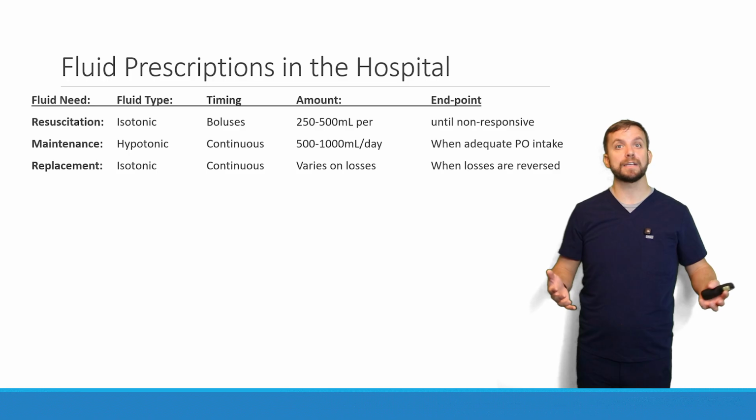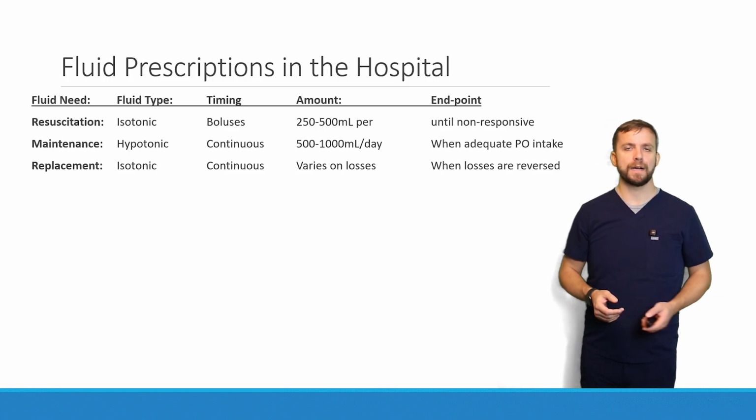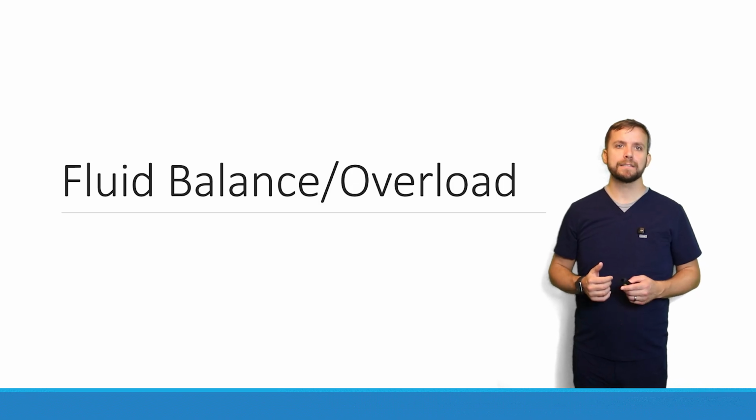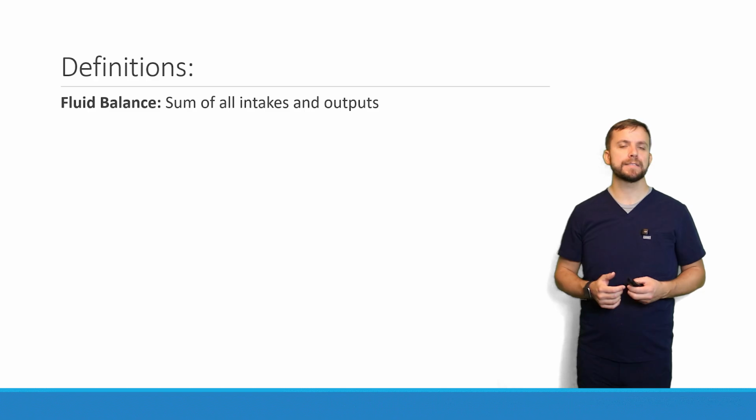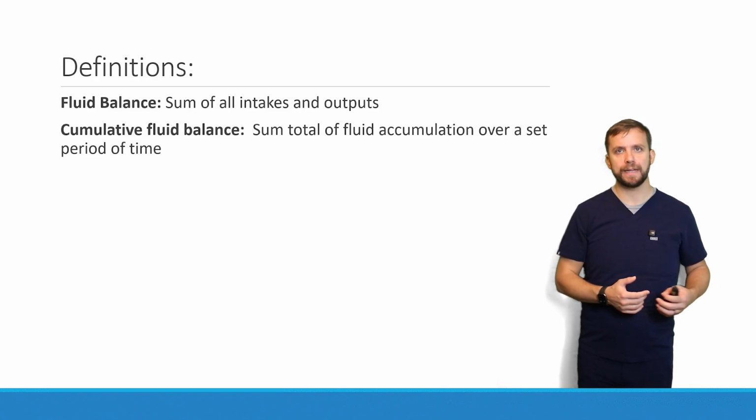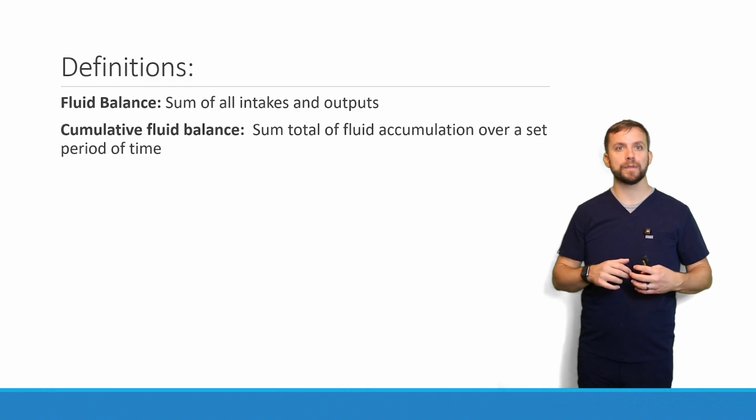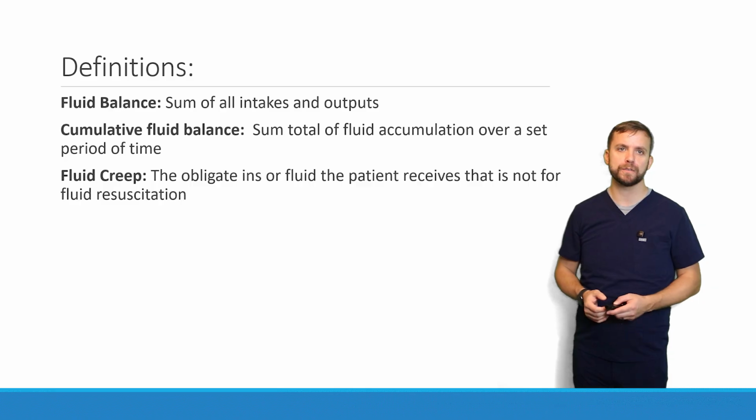And so whenever those losses are reversed, whenever the disease process is fixed, then you would want to stop those. Let's look at fluid balance and overload. So definition-wise, fluid balance is the sum of intakes and outputs. Cumulative fluid balance is going to be the sum of the fluid accumulation over a set period of time, so over an ICU stay or over a hospital stay.